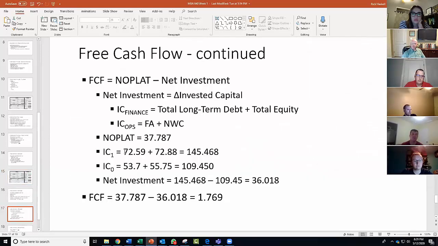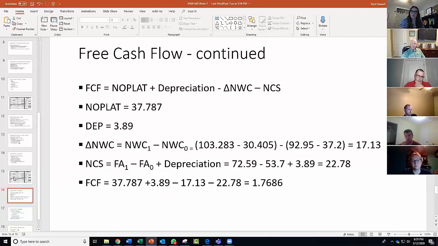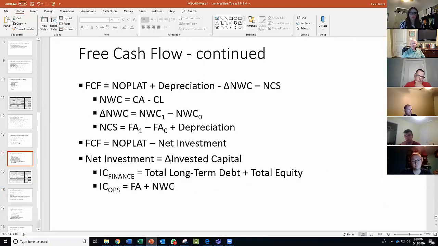Here we got invested capital from time one, and it gives us 145.468. I've done this using either approach. And in this case, you can see by the components that I'm taking fixed assets plus net working capital, but it gives us the exact same number. So let me come back up. Net investment is the change in, excuse me, not net working capital, change in invested capital. So I have to calculate it for two periods of time. And I can then motivate the free cash flow equation.